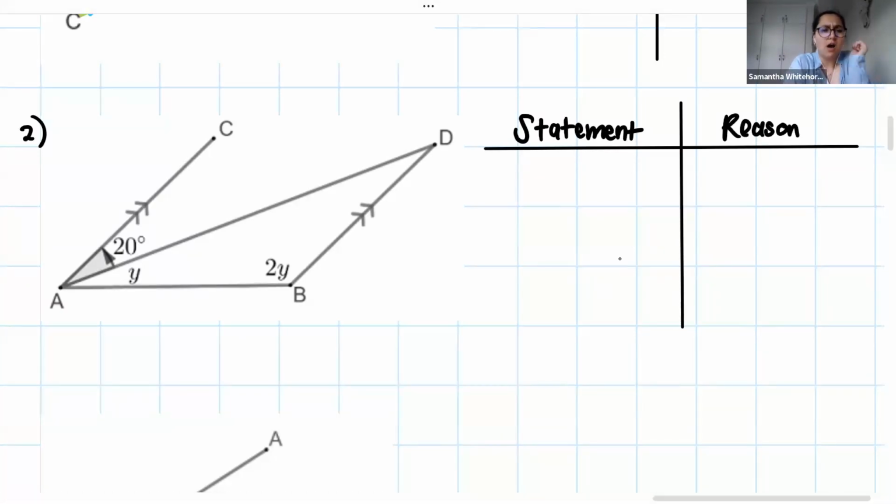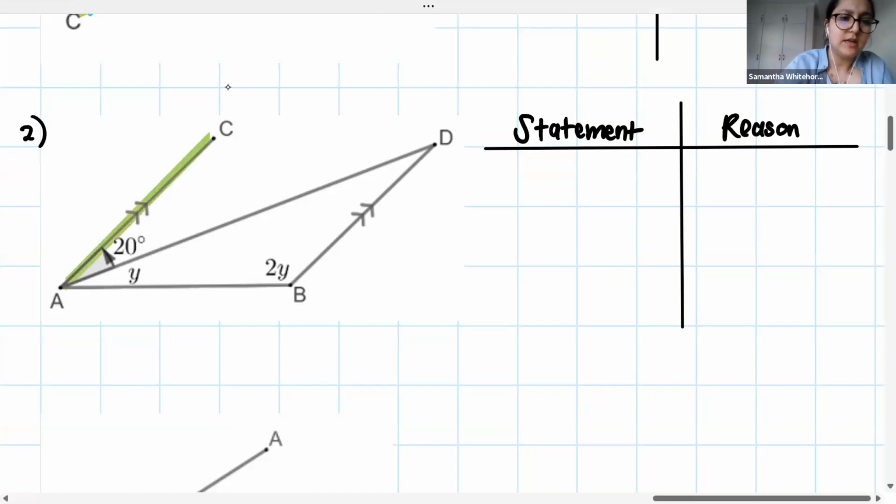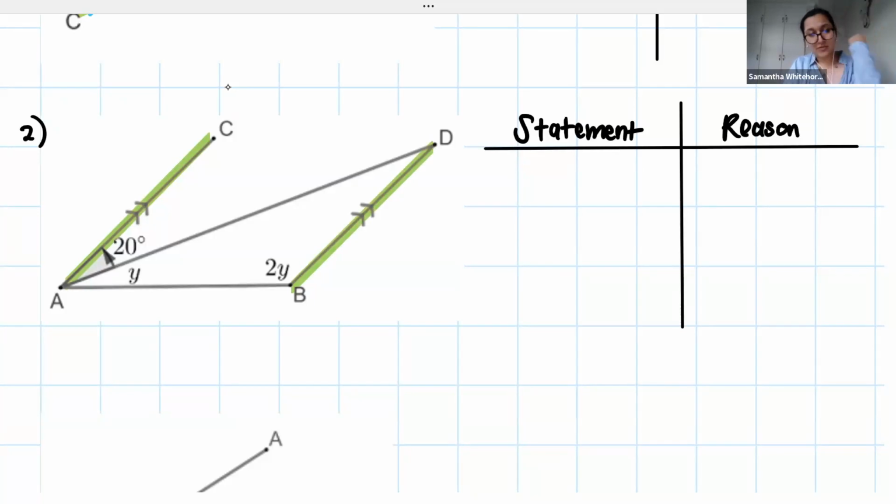Identify your parallel lines. If you're feeling stuck, so AC parallel to BD, that's always a really good place to start. Again, even now with my grade 10s, 11s, and 12s, I tell them, identify parallel lines. Good place to start, good place to see what you need to find. Remember, answers in the chat as well as the reason.